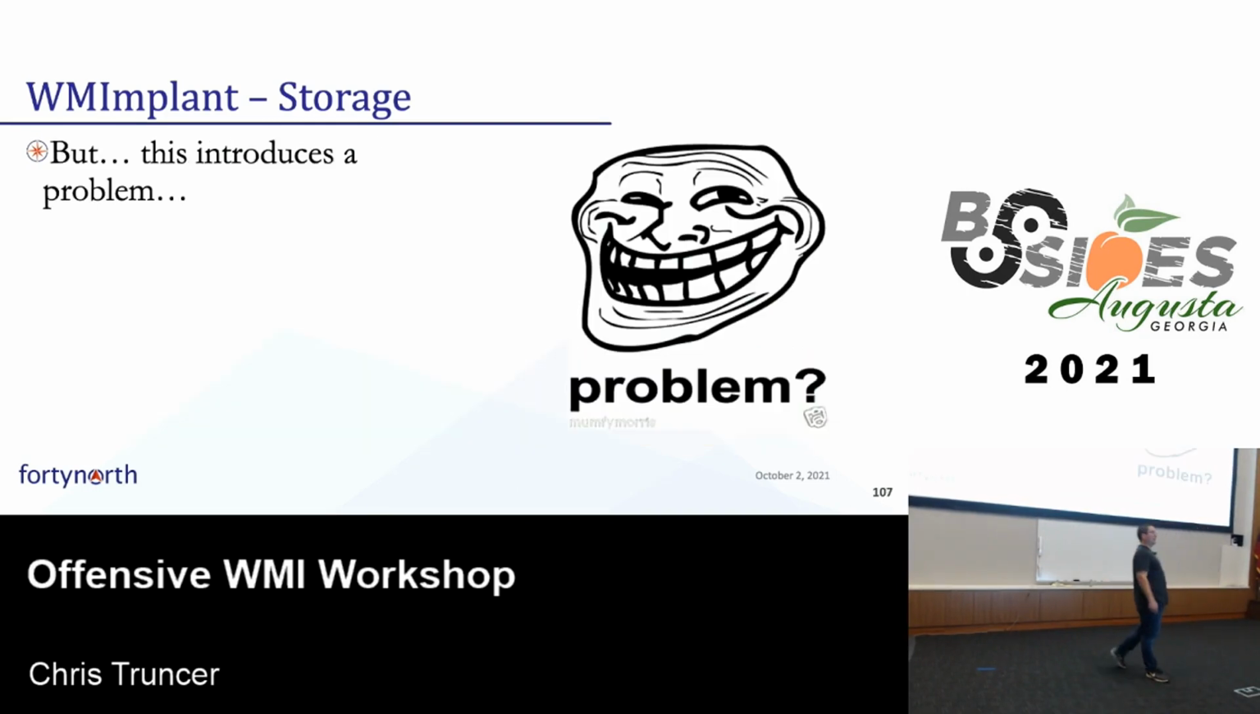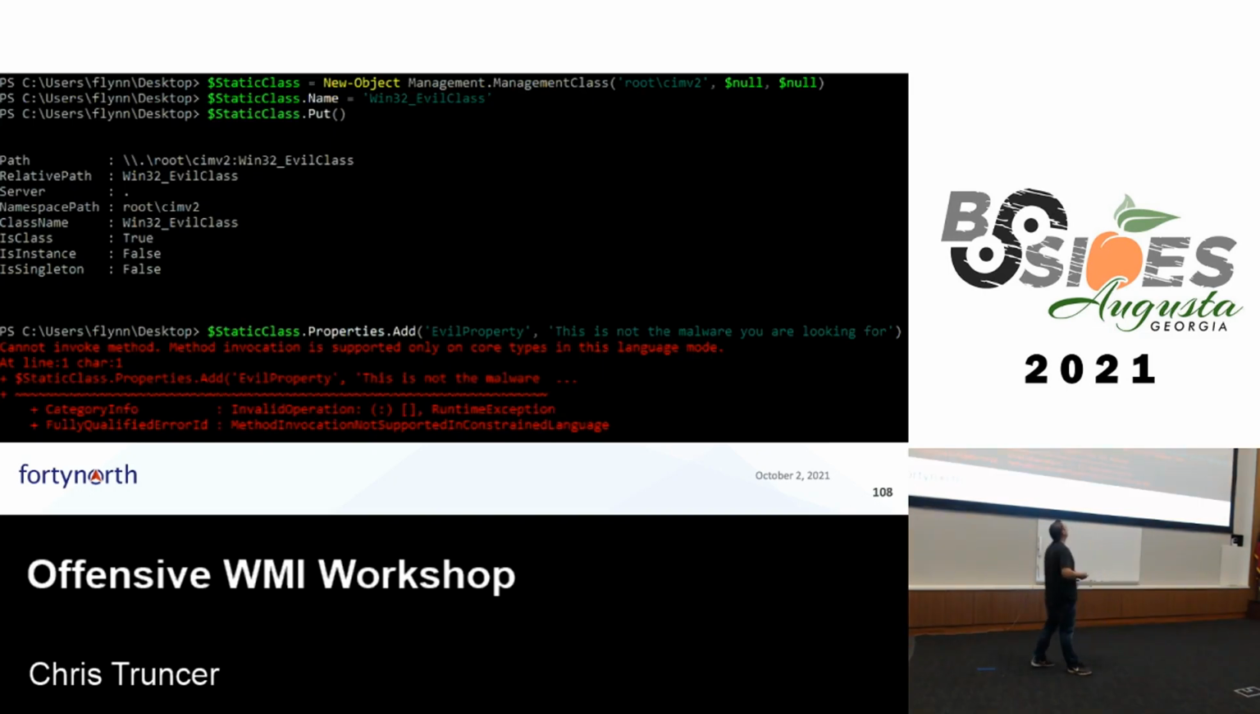So I wanted to figure out how I could do this. That introduced a problem, though. I'm sorry if this is a little hard to see, but up here we're creating that class under the root\cimv2 namespace, calling Win32_EvilClass as the name, calling Put, and it took. So I can create a class within constrained language mode as an admin, and that worked easily. However, when I went to add EvilProperty, with the value "This is not the malware you're looking for," I got this stupid message I became so familiar with: method invocation is supported only on core types in this language mode, which is the nice way of saying this doesn't work in constrained language mode.